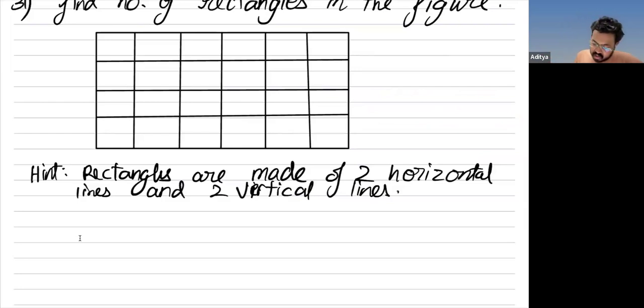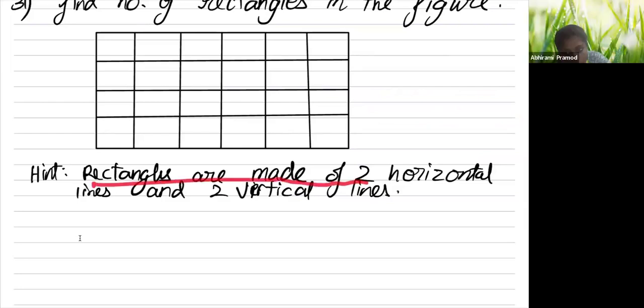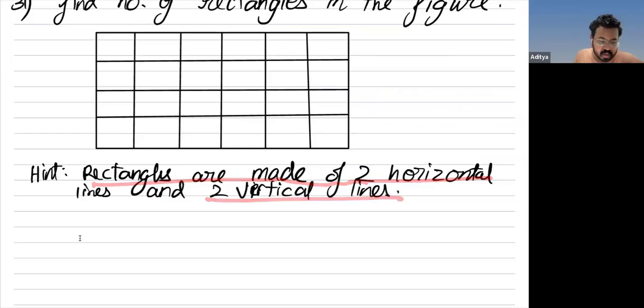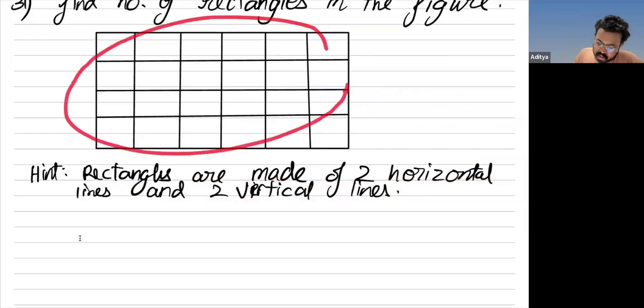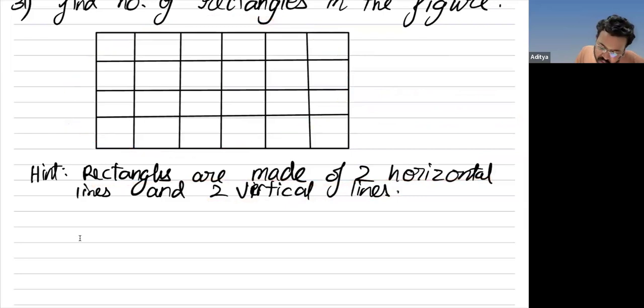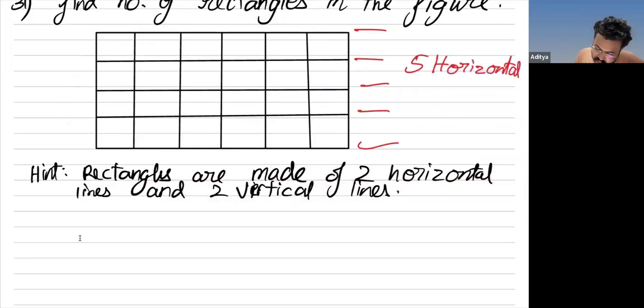What you should rather do is this: rectangles are made of two horizontal and two vertical lines, correct? So just choose any two vertical lines and two horizontal lines out of this figure. How many horizontal lines are there? 1, 2, 3, 4, 5. 5 horizontal. And 1, 2, 3, 4, 5, 6, 7. 7 vertical.